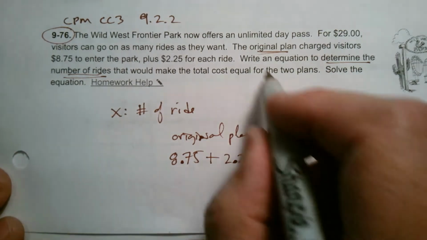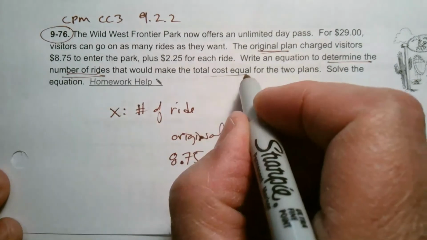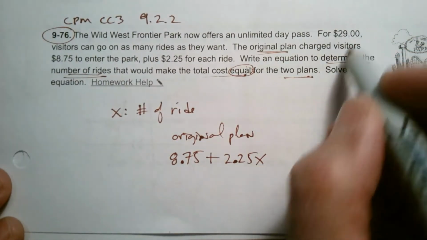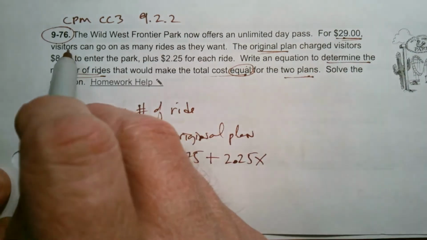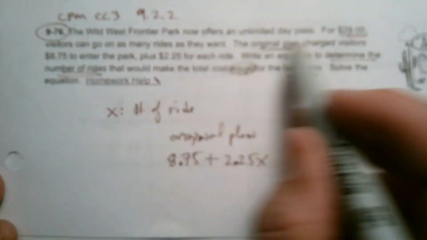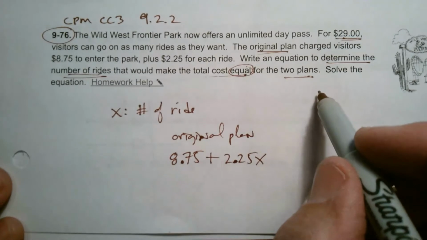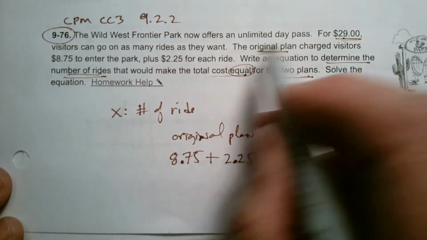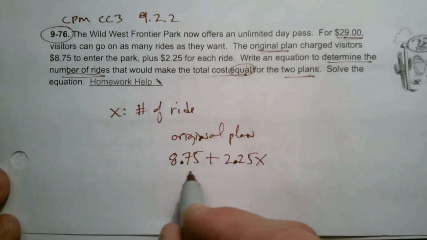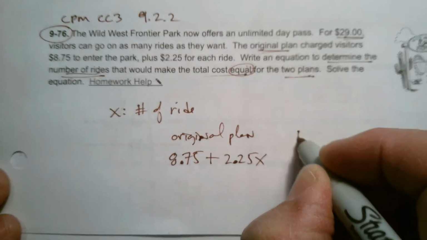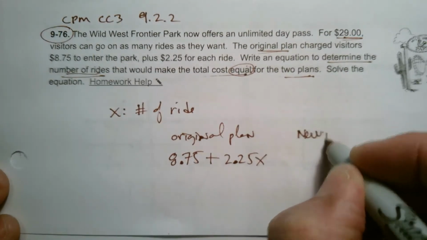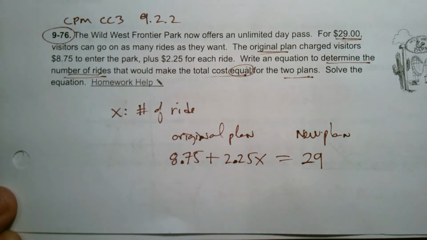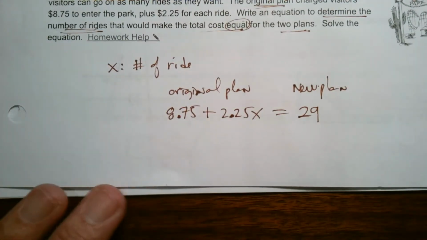It says, when will the total cost be equal for both plans? Well, the other plan is just simply $29, and $29 gets them into the park with unlimited rides. So there's really no x involved in that, because it's a fixed price, and you can ride as many rides as you want. So when is this plan equal to the new plan? The new plan, we said, was just $29. So I just have to solve that equation.